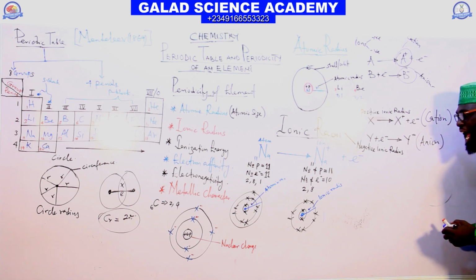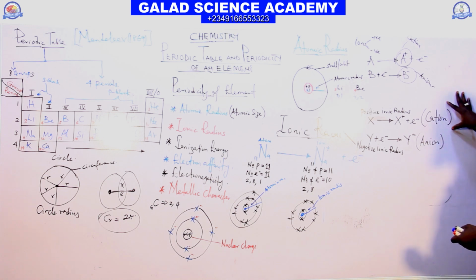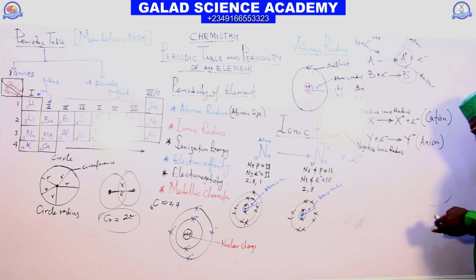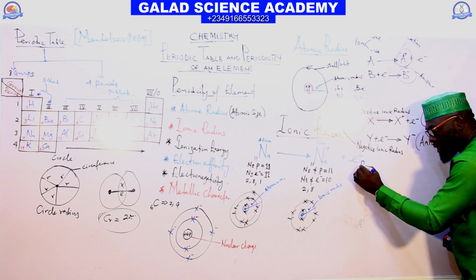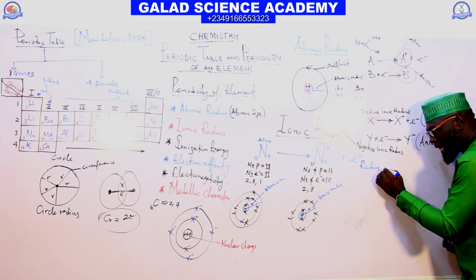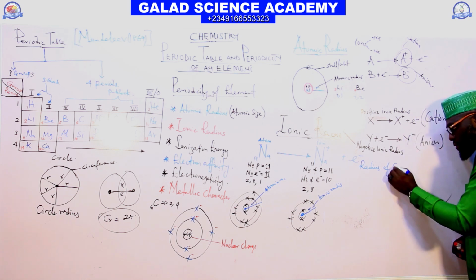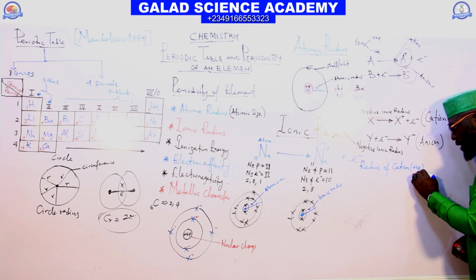The negative one is called an anion. So now we are going to look at the radius of a cation and the radius of an anion. The first one now is the radius of a cation, which is a positive ion.